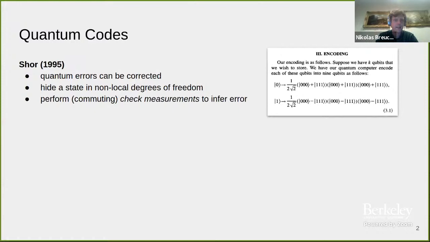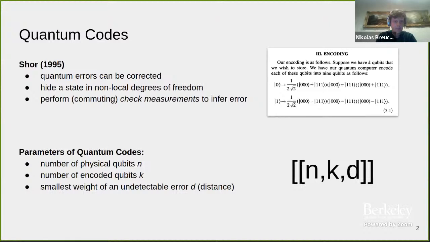So let's start at the beginning. In 1995, Shor invented quantum codes in order to show that quantum errors can be corrected. And the overarching idea is that we can hide a quantum state in non-local degrees of freedom of a larger system, adding redundancy, which we can use to protect our quantum information. And in order to correct errors, we can perform check measurements, which have to commute, of course, to infer information about the errors. But I will not talk too much about this process. I will just talk about quantum codes themselves.